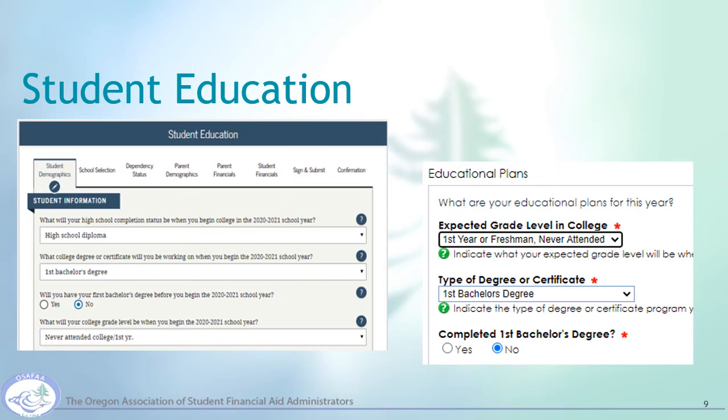A student would use the pull-down menu to choose the appropriate degree or certificate. A student attending a four-year institution would choose first bachelor's degree. The last question will ask the student, will you have your first bachelor's degree before you begin the upcoming aid year? The student would select no if they do not or will not have a bachelor's degree earned when starting the upcoming school year. The student would only answer yes if they have earned the degree.